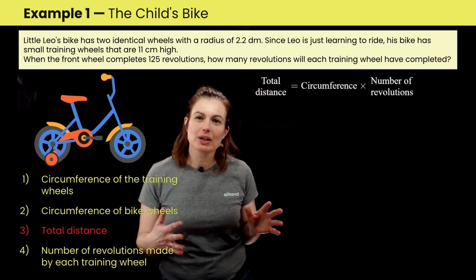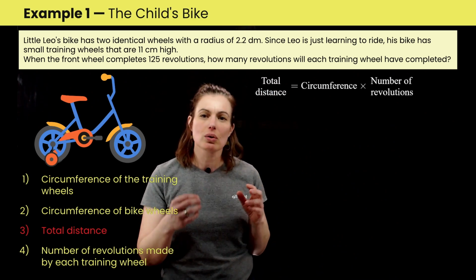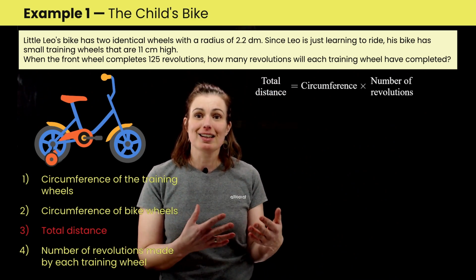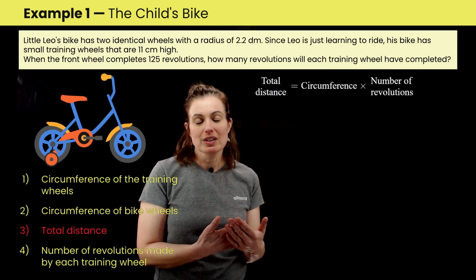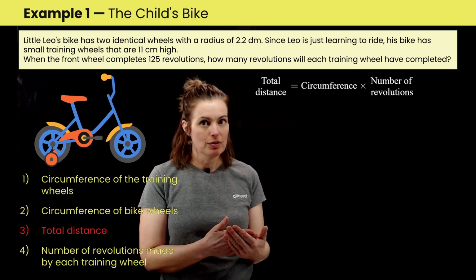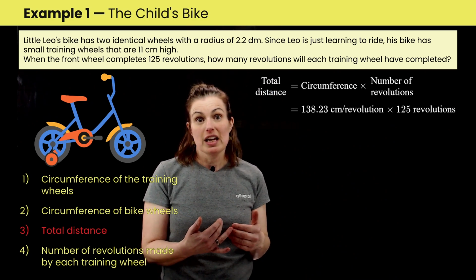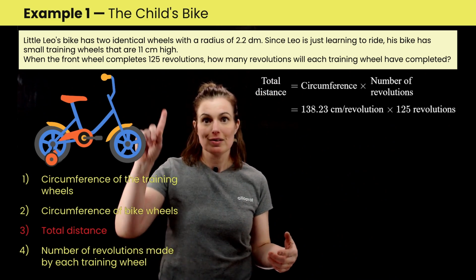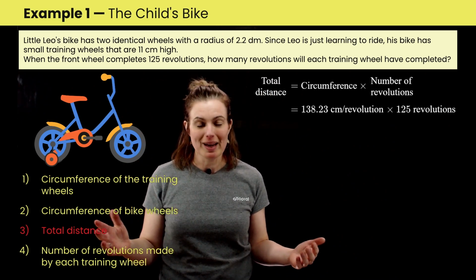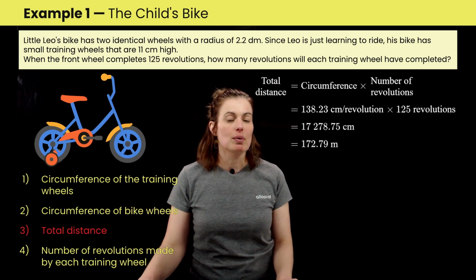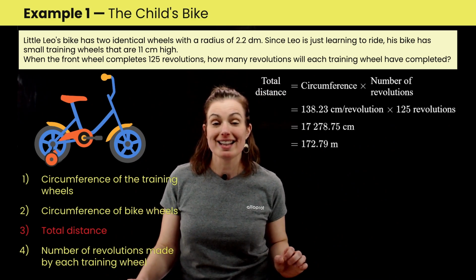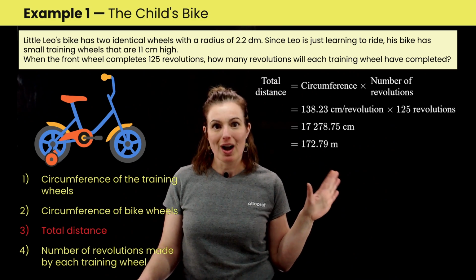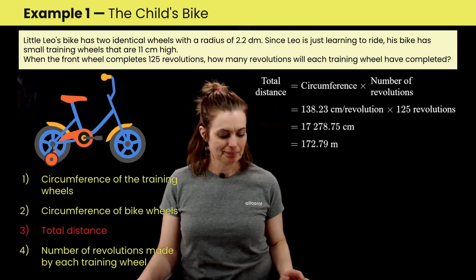Now we're going to use these numbers to figure out the total distance, and I'm going to show you 2 ways to do it. The first way is using all numbers, and the second way we're going to use it in terms of pi. The total distance is equal to the circumference times the number of revolutions. So we're going to take the 138.23 centimeters per revolution and multiply that by the 125 revolutions that the problem said the front wheel makes. That will give us 17,278.75 centimeters. If I wanted to convert this to meters, that corresponds to 172.79 meters.